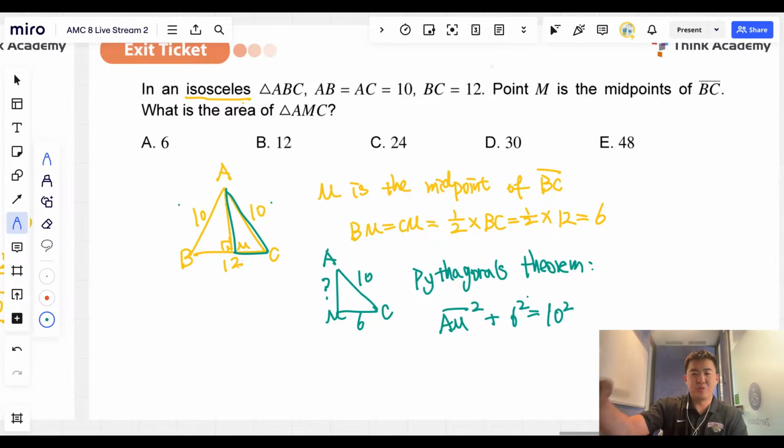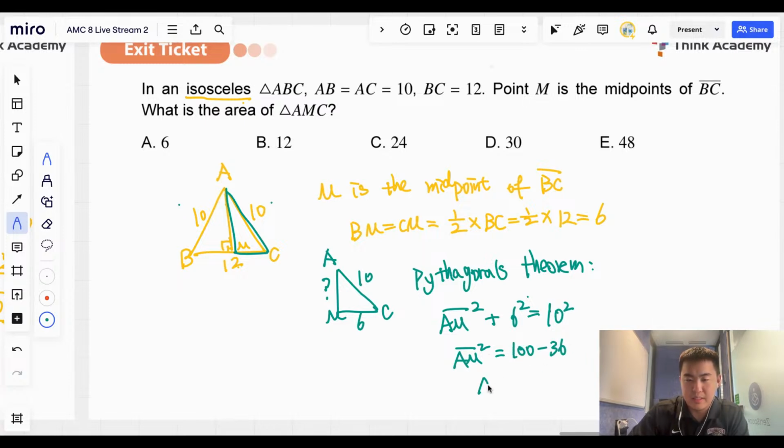Okay, good. Now you should be able to see the problem again. As I said, we are going to apply the Pythagoras theorem. So that's AM squared plus 6 squared is equal to 10 squared. Then since it's an equality, we can move terms from the left-hand side or the right-hand side of the equation, right? So in this case, let's subtract 6 squared on both sides of the equation. We should get AM squared is equal to 100, which is 10 squared, minus 36.